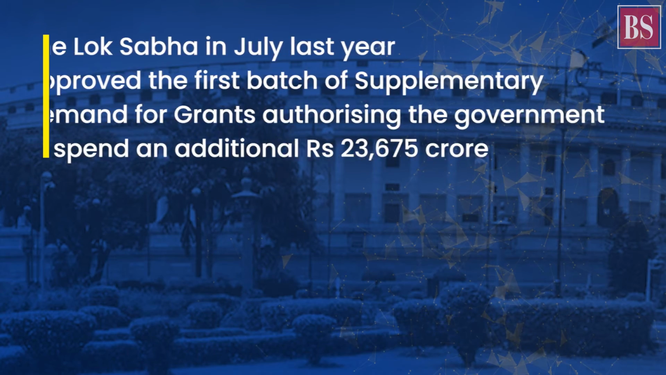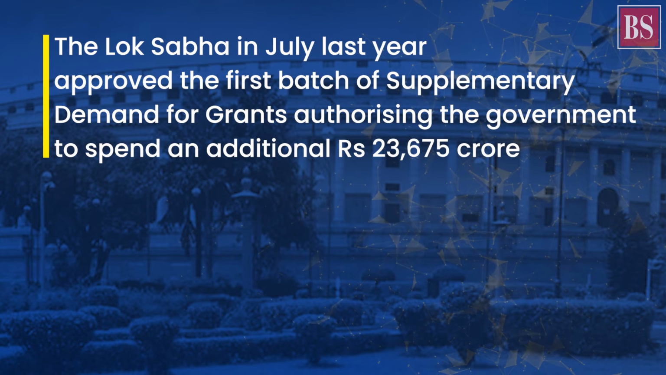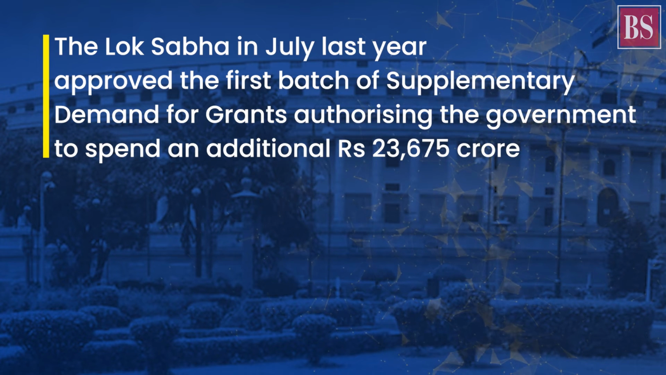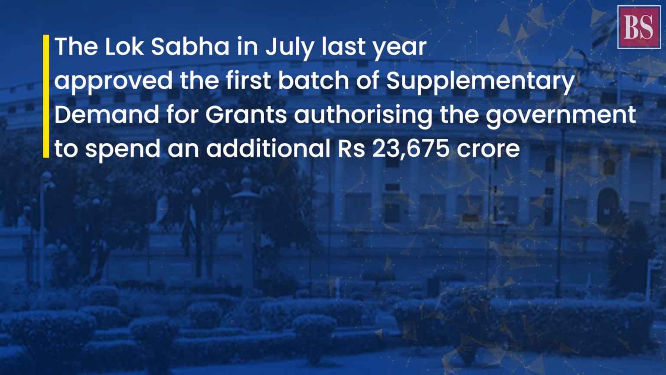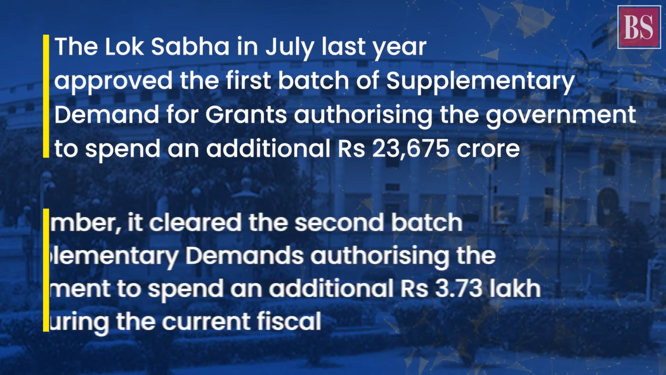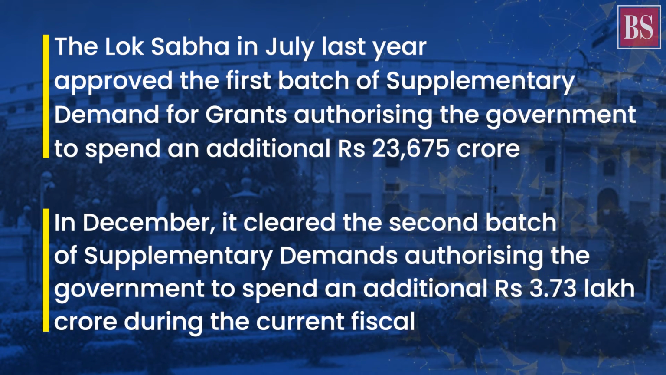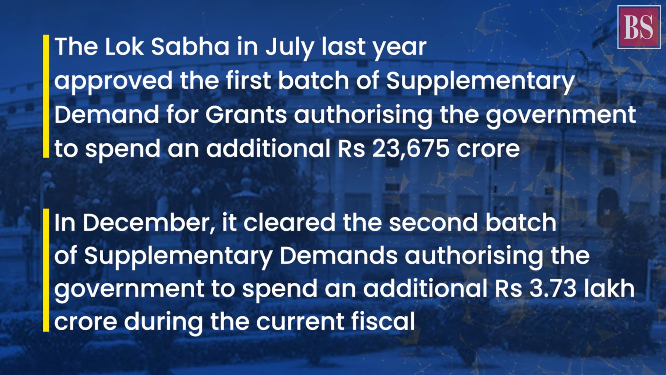These grants are to be presented and passed by the Parliament before the end of the fiscal. For instance, the Lok Sabha in July last year approved the first batch of supplementary demand for grants, authorizing the government to spend an additional 23,675 crore rupees. And in December, it cleared the second batch of supplementary demands, authorizing the government to spend an additional 3.73 lakh crore rupees during the current fiscal. Come February 1, and the government will table another set of demands for grants for approval as part of the annual budget exercise.